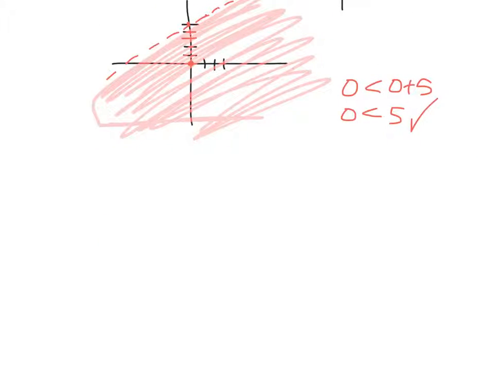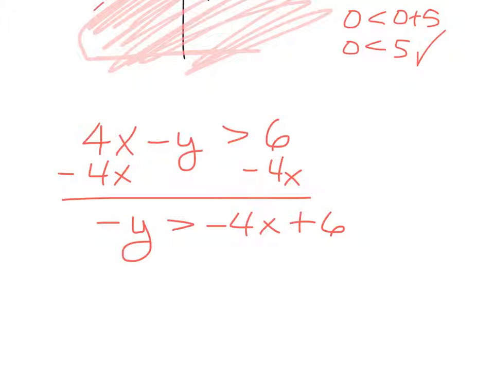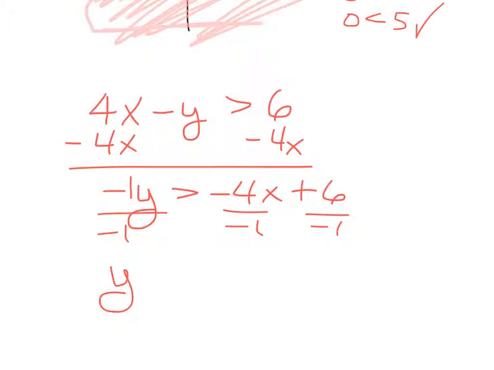Now, you might get a question where you're going to have to rearrange it first before you can even begin to graph. So, for example, if I have 4x minus y greater than 6, I need to put this into slope-intercept form first. So I'm going to subtract the 4x, and I get negative y greater than negative 4x plus 6. Remember, I can't leave it as a negative y. I need to divide all 3 pieces by negative 1. Dividing by a negative is going to reverse my inequality symbol. And now I have my inequality that I can graph.